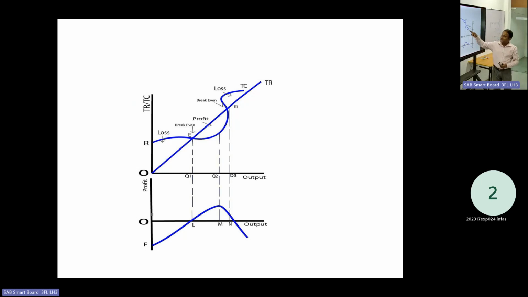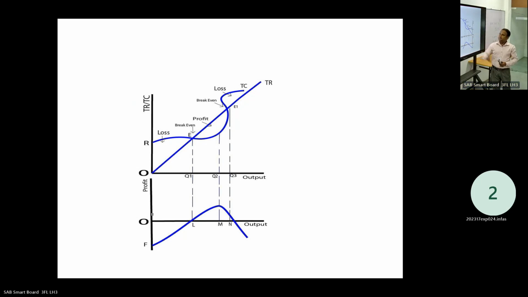If you draw the line here, at one point these two lines are parallel to each other. That is the maximum point, the profit maximizing point. So the total profit is maximized at this point, that means Q2 level. Then profit decreases because cost increases, because marginal cost is higher beyond that point. So profit decreases, and again you come to the break-even point.